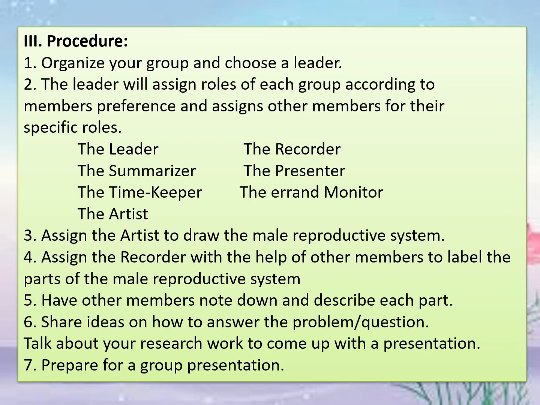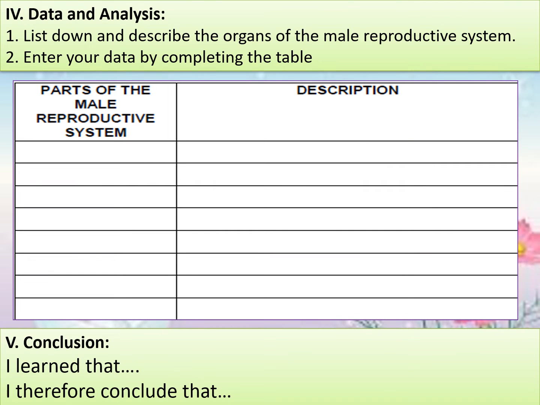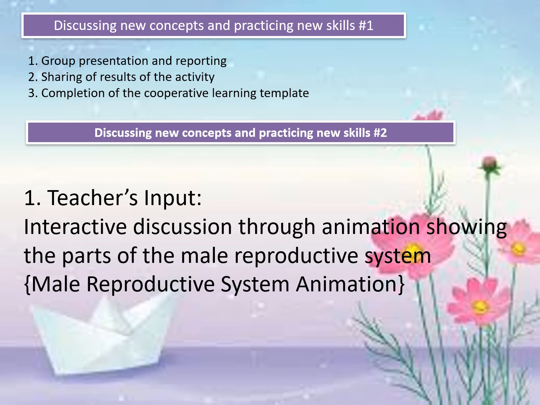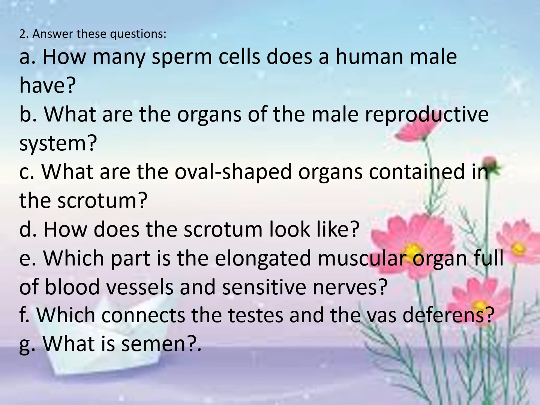Share ideas on how to answer the problem question. Talk about your research work to come up with a presentation. Prepare for a group presentation. List down and describe the organs of the male reproductive system. Enter the data by completing the table. Okay? Interactive discussion through animation showing the parts of the male reproductive system.